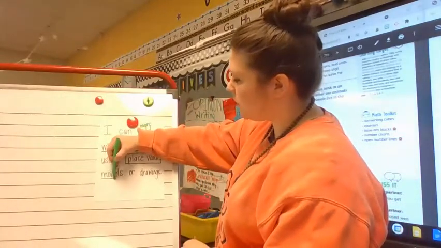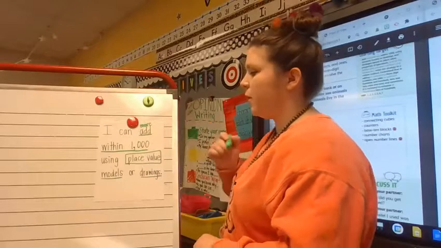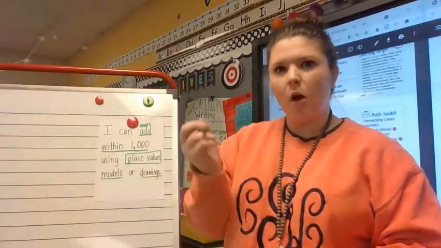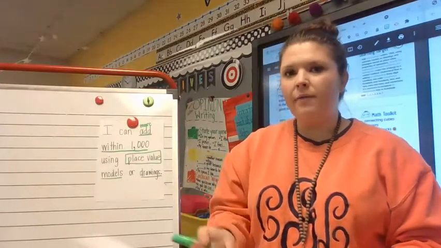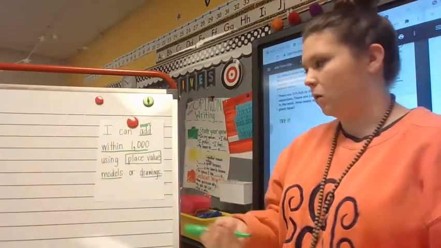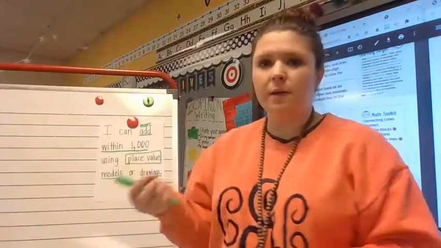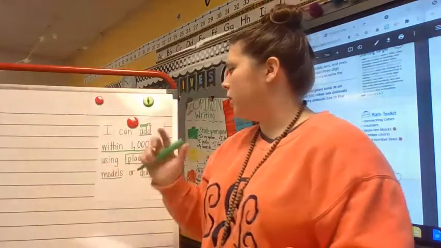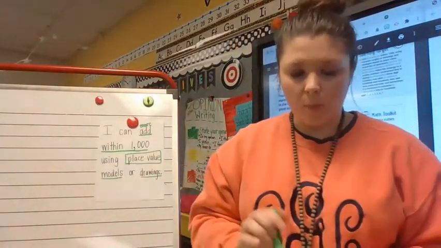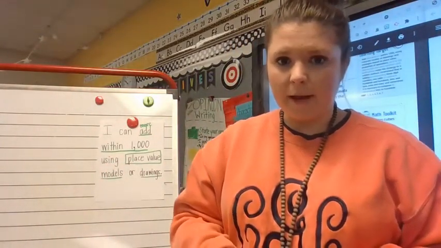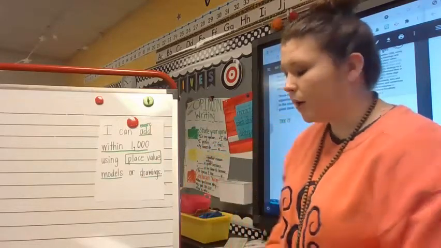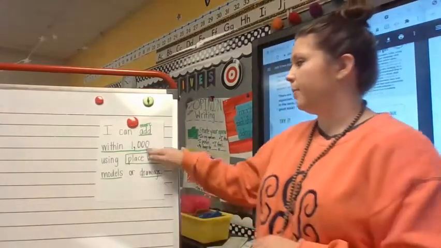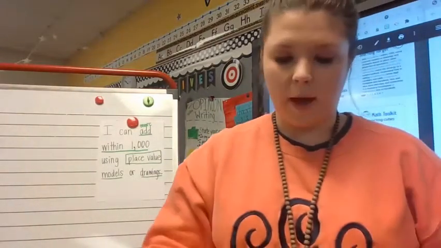Now, models and drawings are something that we are familiar with, okay? Well, you know what a drawing is, right? It's if you draw it on paper and you don't have that concrete model, okay? So the model is something that you can use to build things with. And we're going to talk more about a model that you're going to be able to use to help you with this learning target today, okay? So what we're going to do is we are going to be adding 3-digit numbers. Remember, that's within 1,000, okay?